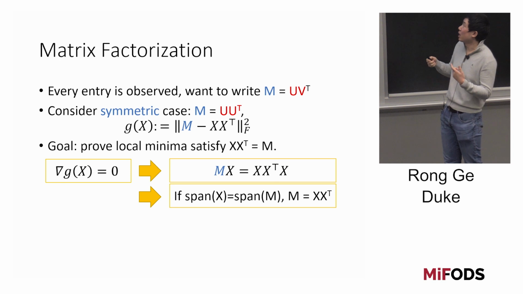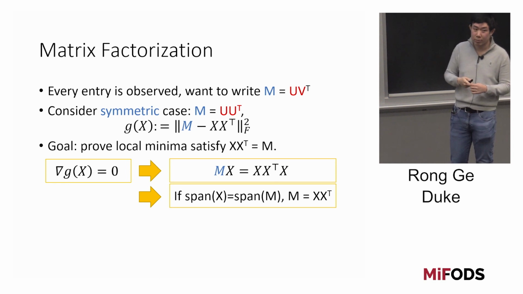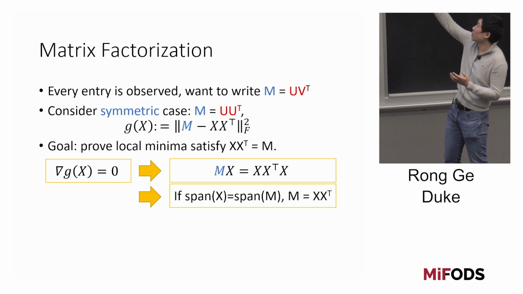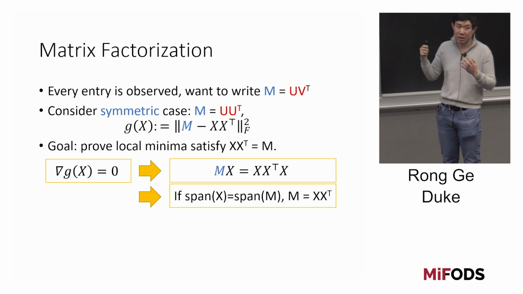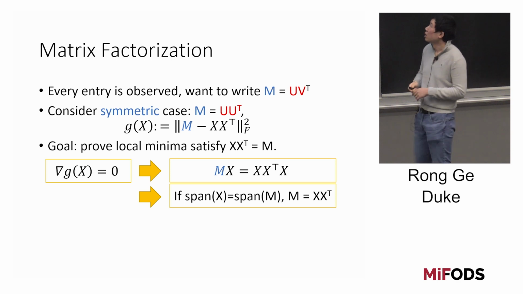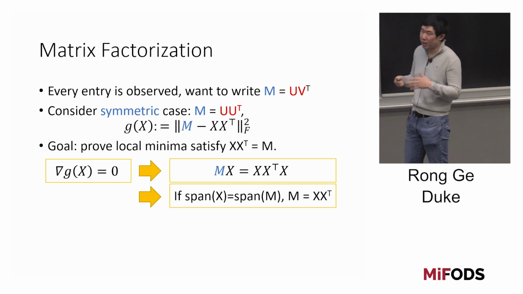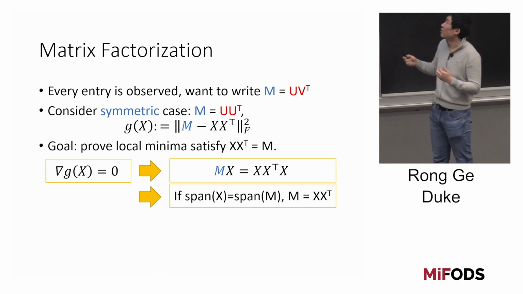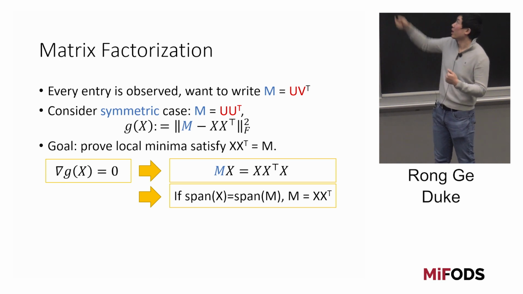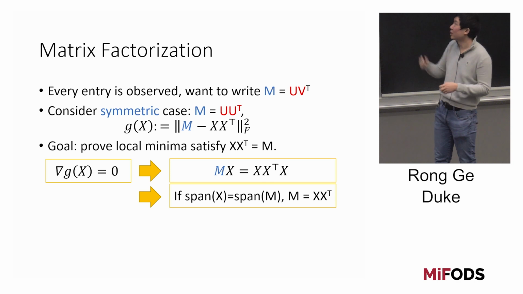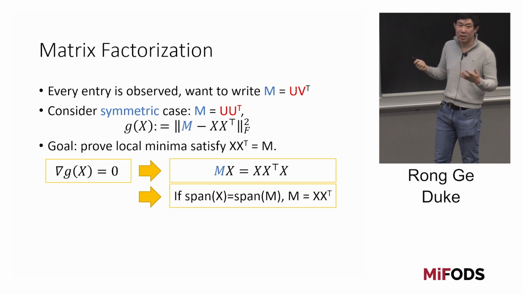So if the span of columns of X is equal to the span of columns of M, then it's actually possible to show that M is equal to XX transpose, just based on this gradient condition. So the only problem is the span of X may not really be equal to the span of M. For example, if X is equal to 0, then obviously this gradient is also equal to 0. M times 0 is equal to 0, right? But the span is not the same.